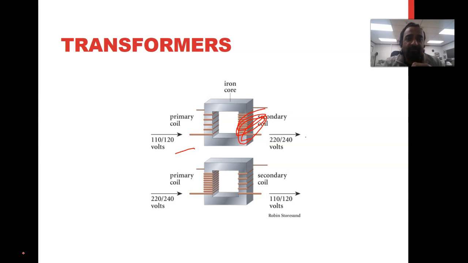We will have another kind of transformer that will transform electricity from 110 to 10,000 volts, and that's for ignition. But usually that's going to be in the equipment and not exposed to the user. Okay, moving on.